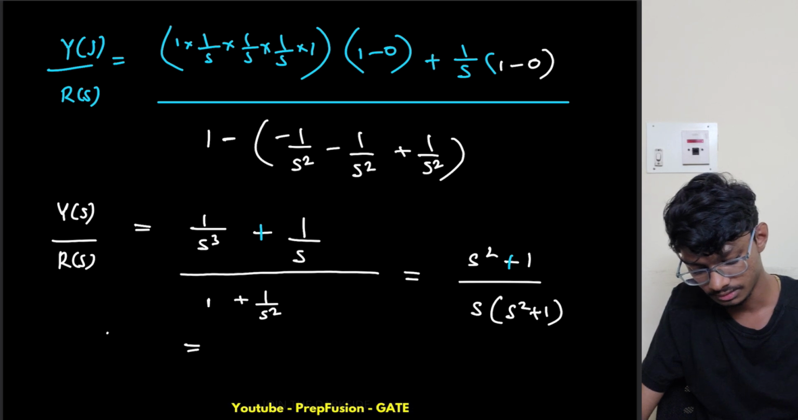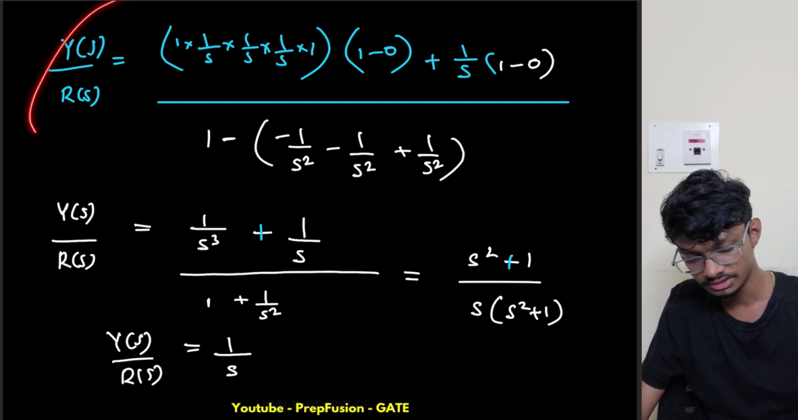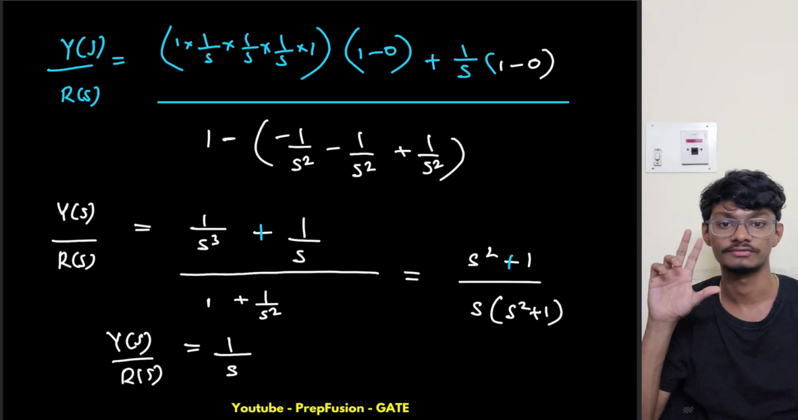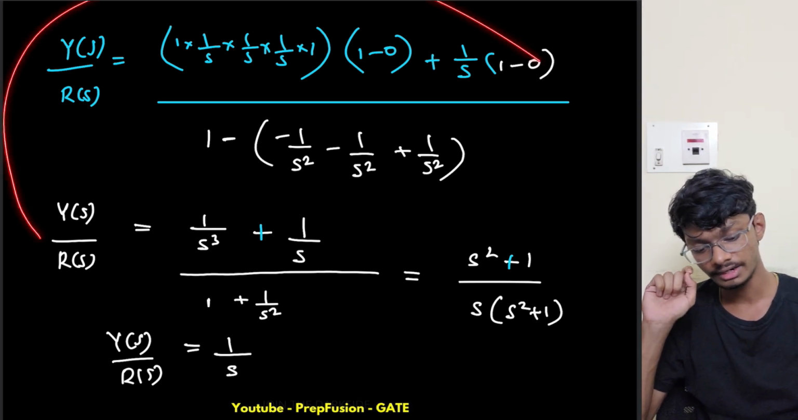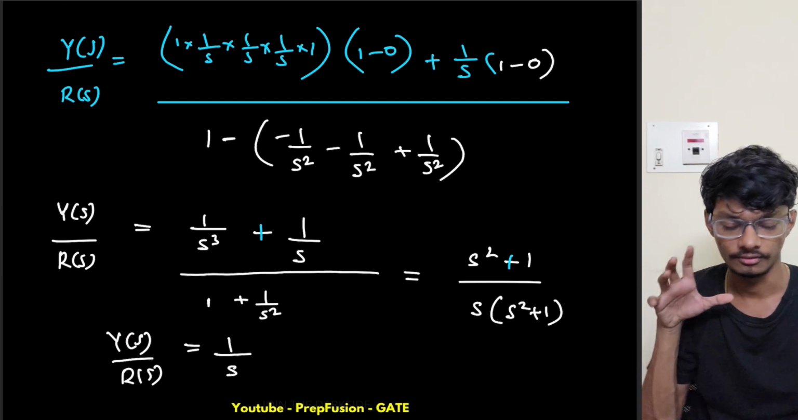So what is the transfer function? Y of s upon r of s equals 1 by s. You can solve it in a single page also. In your examination you get a small rough book, and you can solve it in 2 pages, but you have to know the concept. You have to do it fast also.